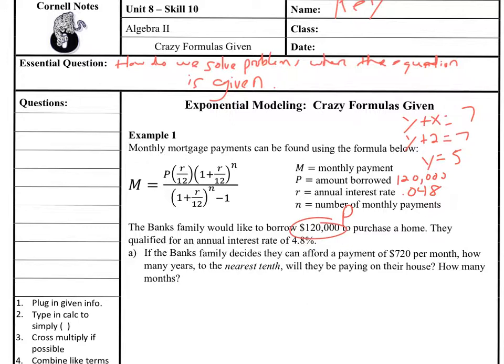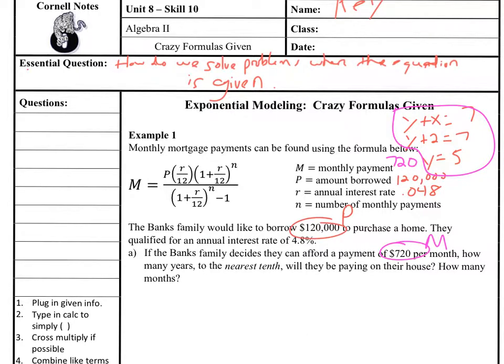And there we're going to keep on reading. Of course, I can't erase the y equals 5, but whatever. So the Banks family decides they can afford a payment of $720. Well, the monthly payment, I'll put that in a different color so it stands out, is $720. So that is your M. Okay, so this guy right here is $720. So they want to know how many years, to the nearest tenth, will they be paying on their house. How many months is that? So on and so forth.